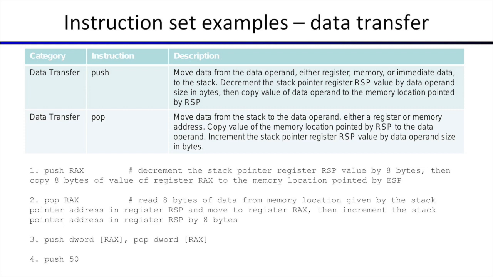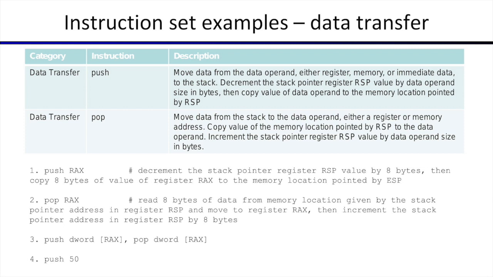So when you push, you move data from the data operand. So you will provide a data operand to push. That operand can be a register, a memory address, or it can also be an immediate data. And this instruction will move that to the stack, and then it'll decrement the stack pointer. And it decrements the pointer by the size of the data that we just pushed.